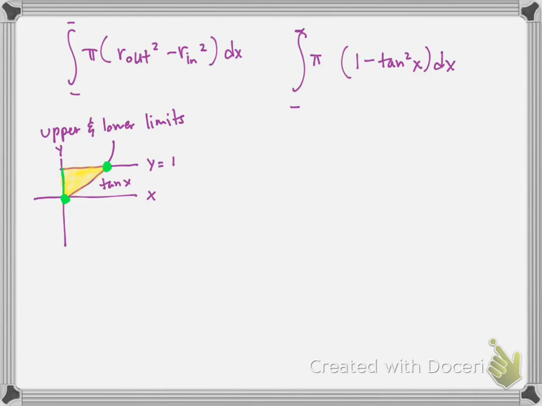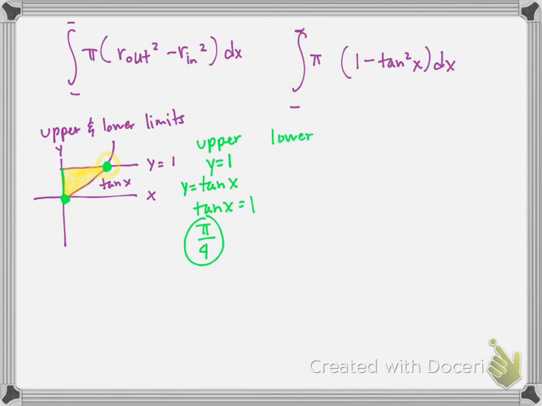Okay? All right, so to find those intersection points, I'm going to do the upper limit first. So the upper limit is this one. The upper limit is where y equals 1 and tangent x intersect each other. So let's set those equal to each other. So where does tangent equal 1? And hopefully you said pi over 4. This is my upper limit.